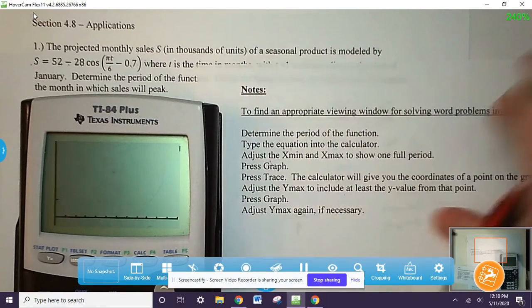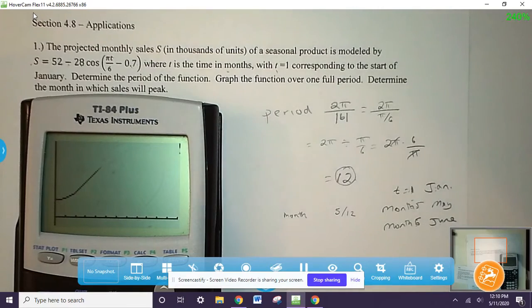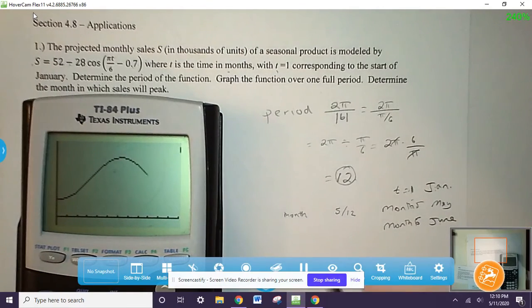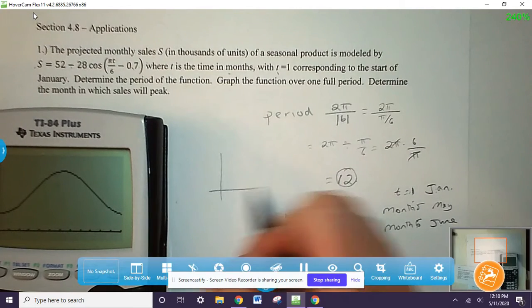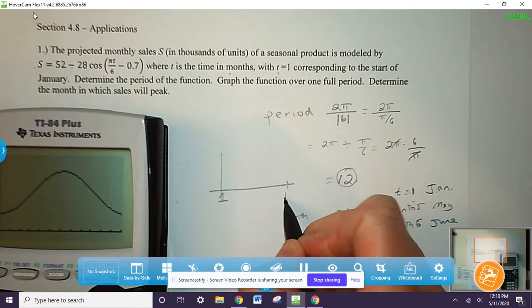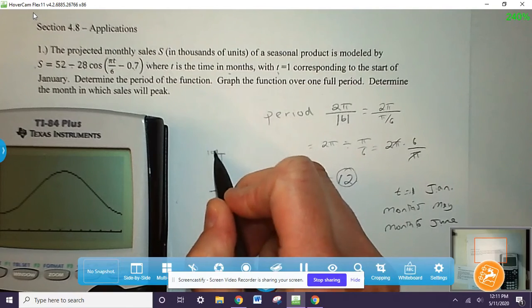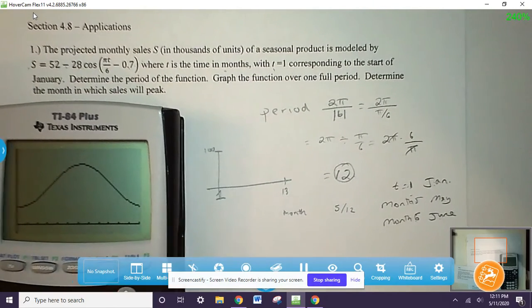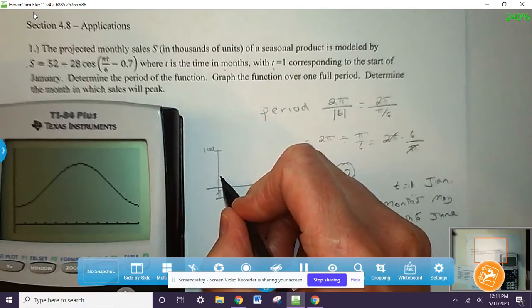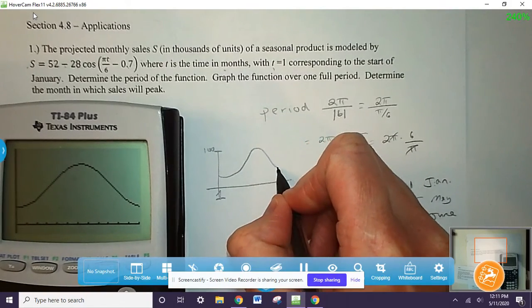So I'm going to go back to looking at just the 1 year. So I'm going to go from 1 to 13 on the x-axis, and I went up to 100 on the y-axis. And our job is to determine the month in which the sales peak. So by the way, I'm just making a quick sketch because anytime we have a graph on our calculator, we want to sketch on our paper.